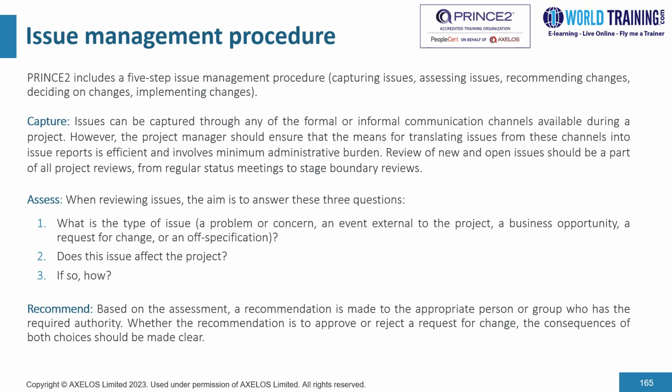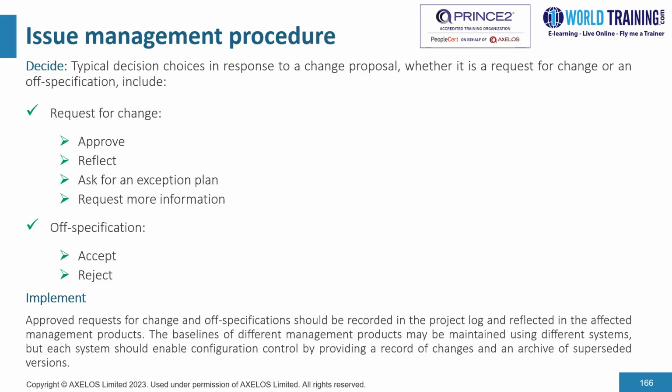So once we are done with that step, the third step is to recommend. Based on the assessment, a recommendation is made to the appropriate person or group who has the required authority. Whether the recommendation is to approve or reject a request for change, the consequences of both choices should be made clear. And then the fourth step is to decide.